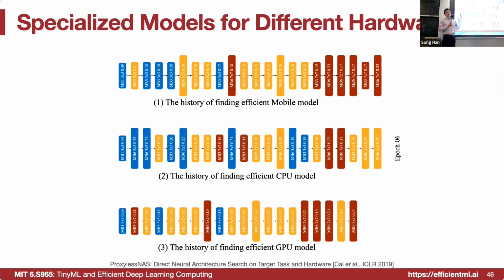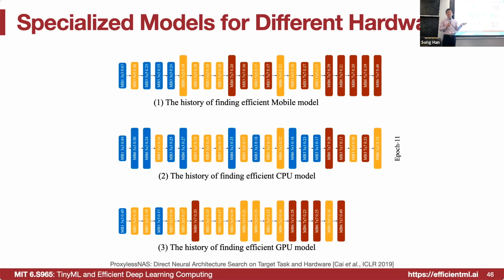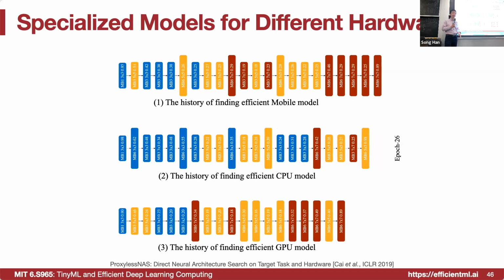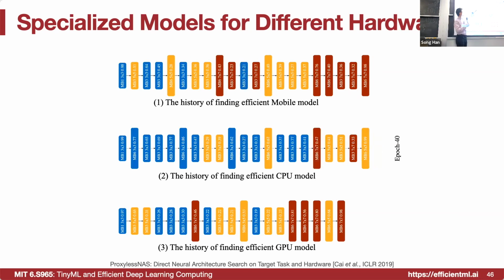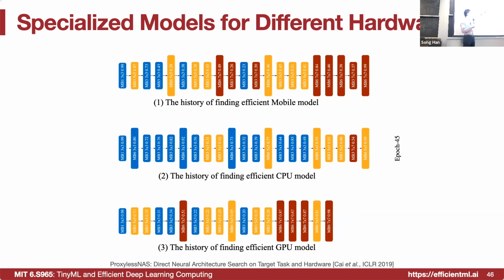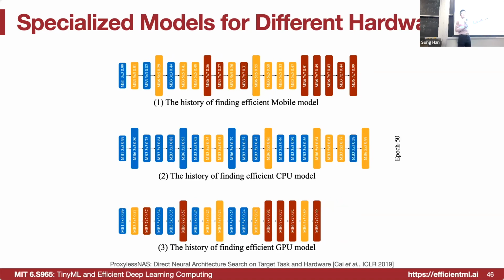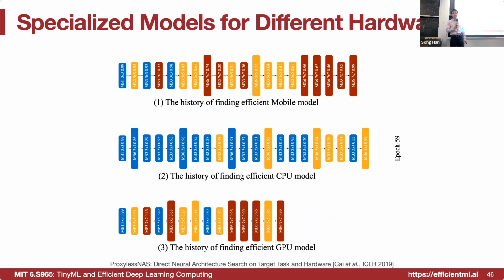And here we want to visualize what this process of ProxylessNAS looks like, right? We have a single search and training process. We combine the training and search in the same pass, right? And what happens during this pass? So this is the history of finding an efficient mobile model. This is the history of finding the CPU model versus the search history of finding an efficient GPU model. So in conventional training, we just fix the architecture. We just train the weights.